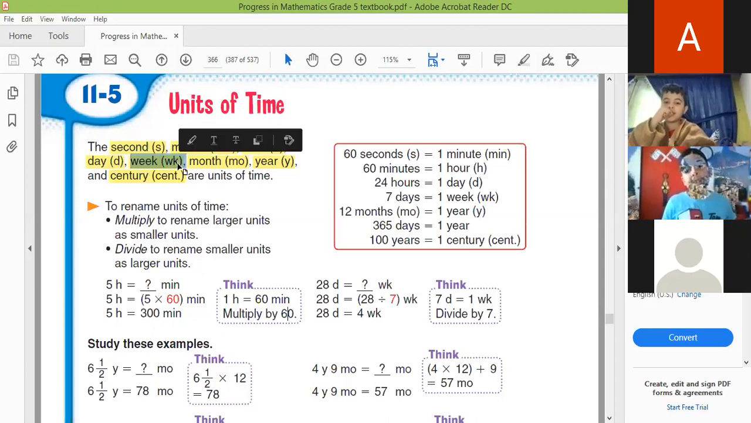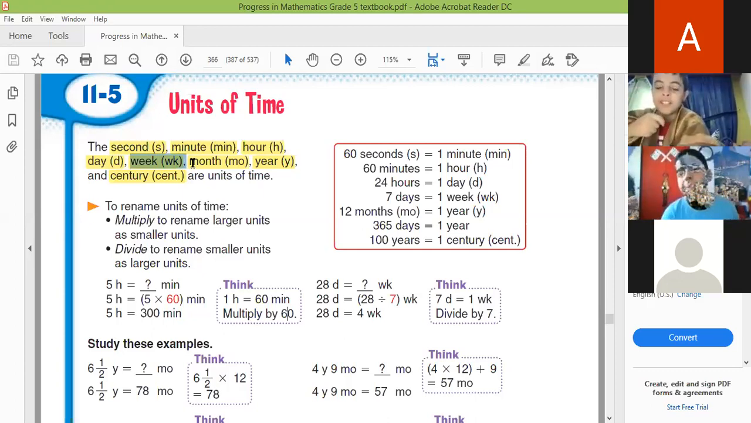Then 7 days makes 1 week. And then 4 weeks, who will tell me? 4 weeks and 2 days, sometimes 3 days. So 4 weeks, okay, it makes 1 month.